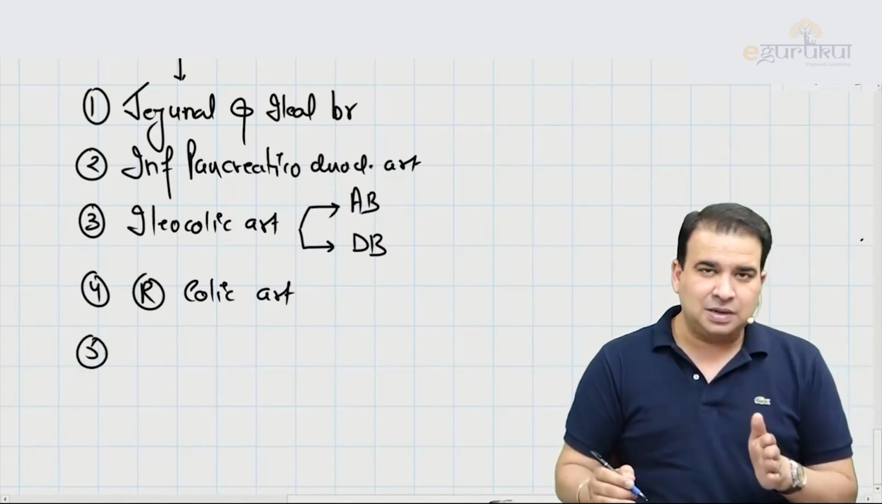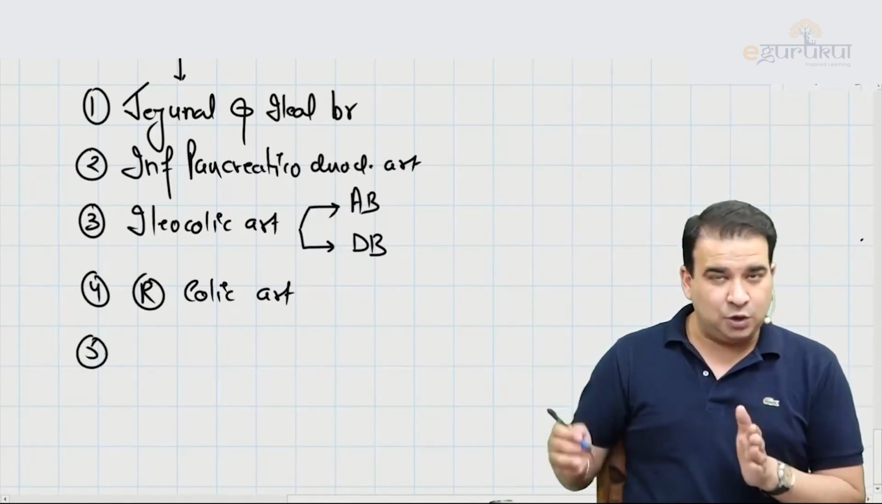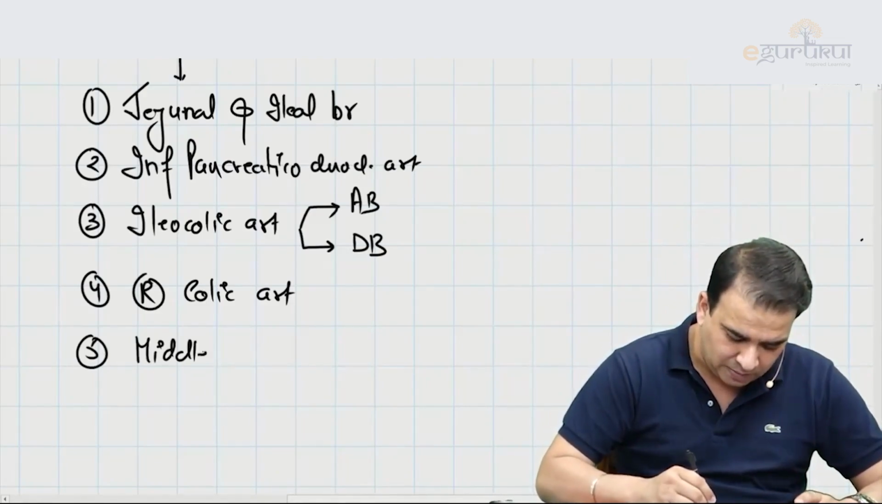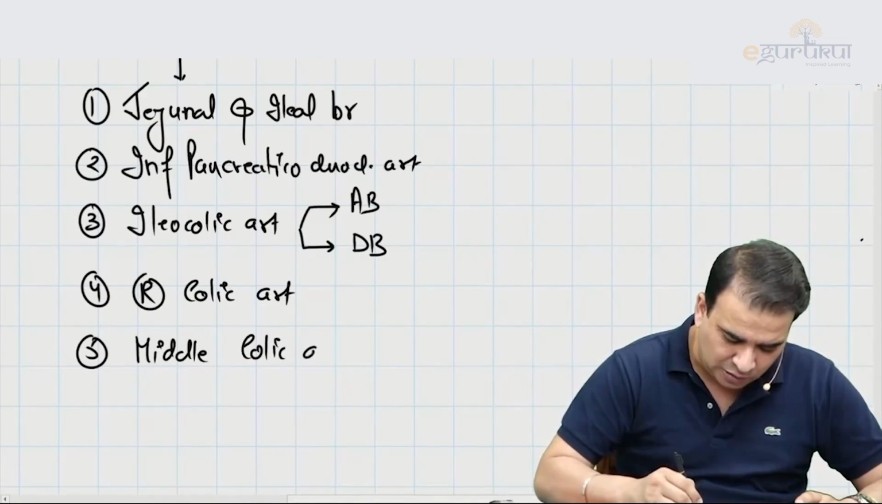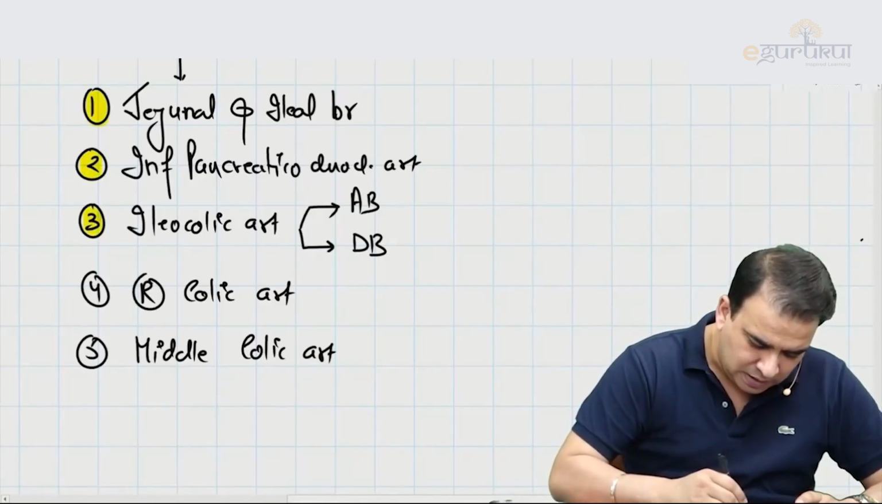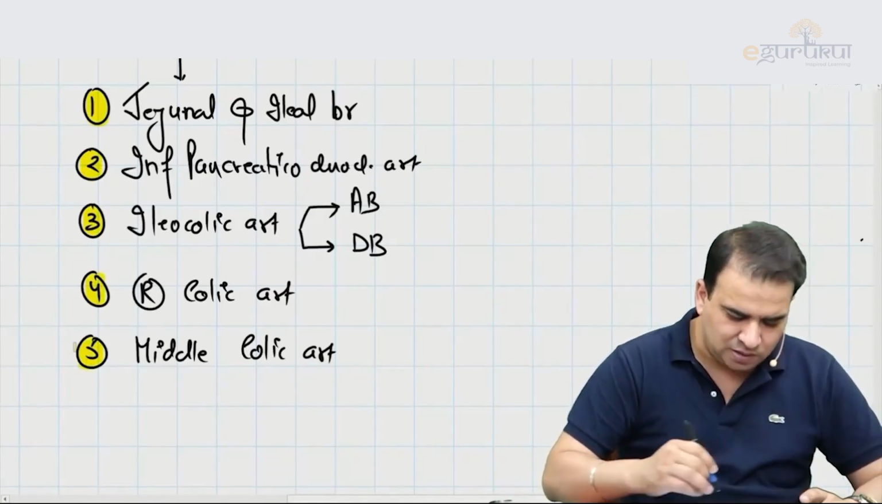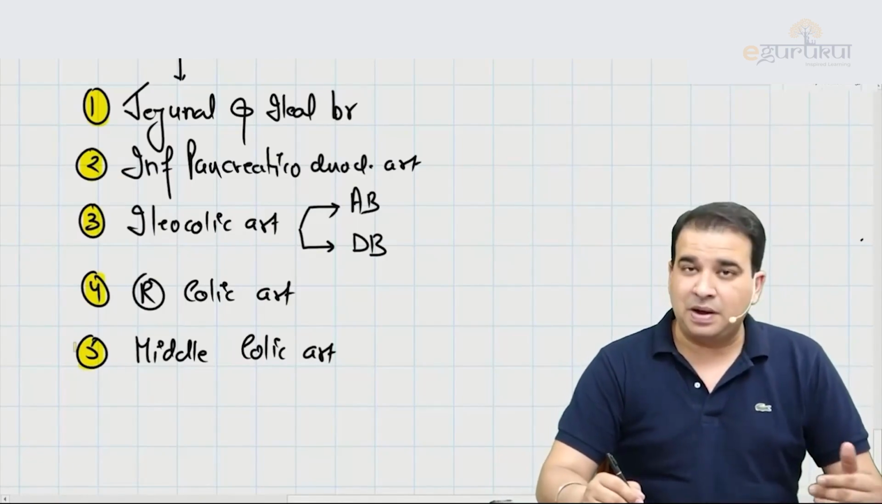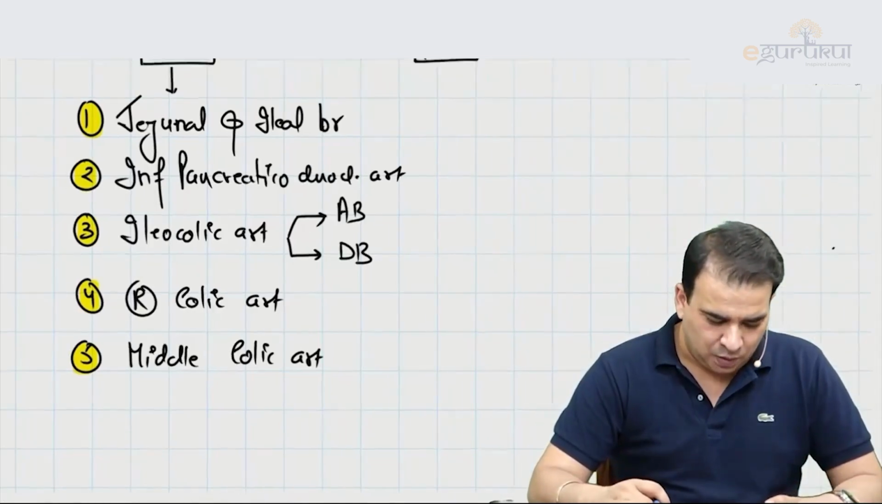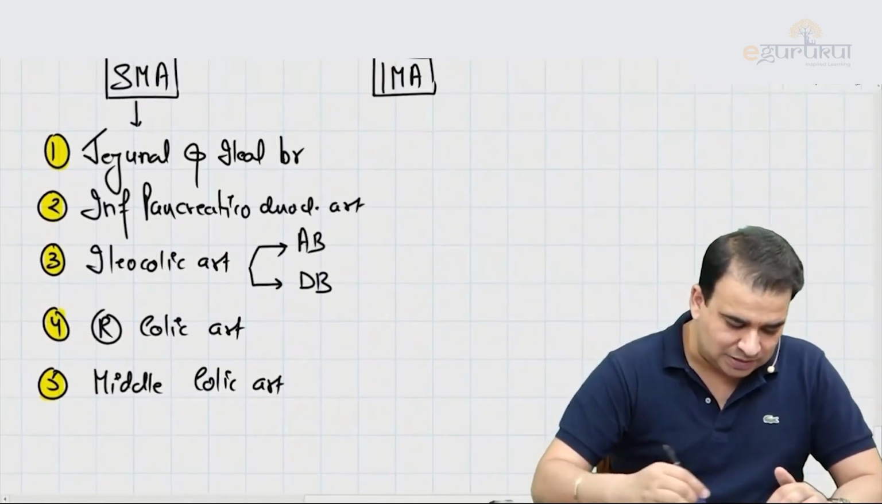And the main artery supplying the transverse colon, mainly the right 2/3 of the transverse colon, we call it what? Middle colic artery. That is the middle colic artery, which will also be seen here. So these are the branches coming from the superior mesenteric: jejunal and ileal branches, inferior pancreaticoduodenal, ileocolic, right colic, and middle colic artery. We'll see most of the major branches separately.